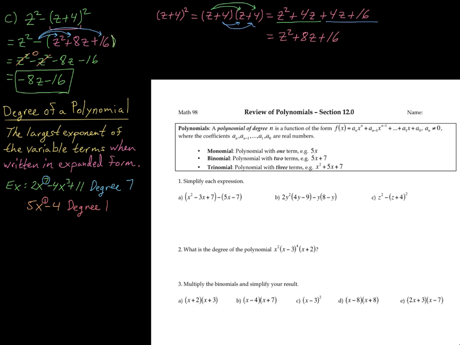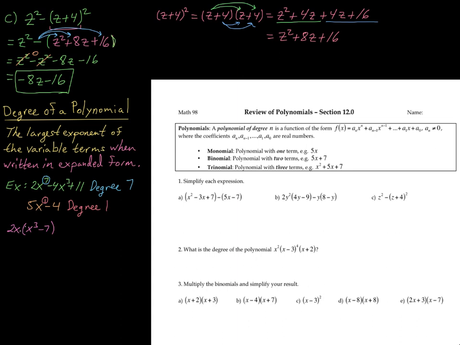Now, what do I mean by this expanded form business? Well, these two are what we would refer to as expanded form. What's something that's not an expanded form? Maybe something like 2x times (x cubed minus 7), okay? This is in what we would call factored form, and we'll talk about factoring shortly in question number 4. But here, it might be tempting to want to say that the degree of this polynomial is 3, right?